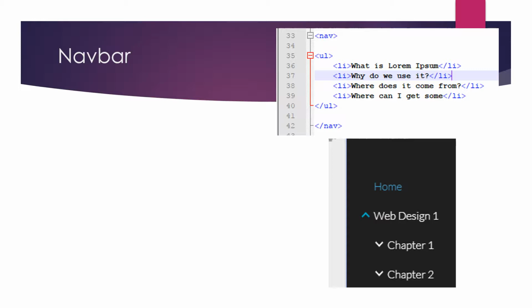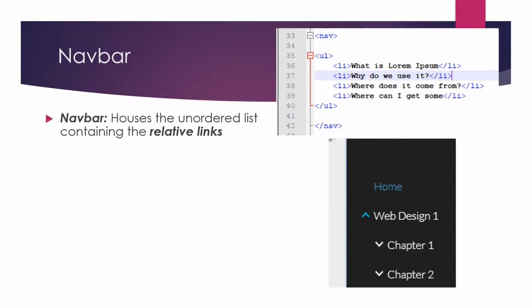The next section we look at is the nav bar. The nav bar will follow the header. It houses the relative links for your website. If you remember our Google Sites, if you look at the image on the bottom right, on Google Sites we had a home page, web design page, a chapter 1 page, chapter 2. These are all relative links because they move you around your website. They link you from one page to another.